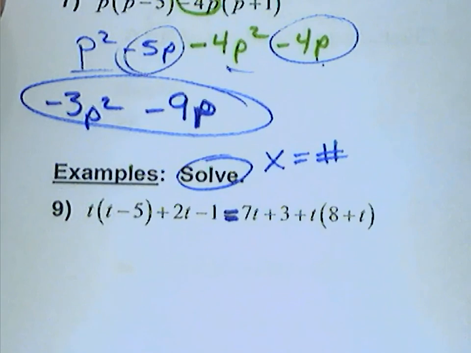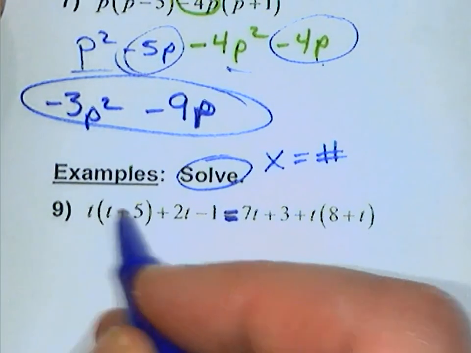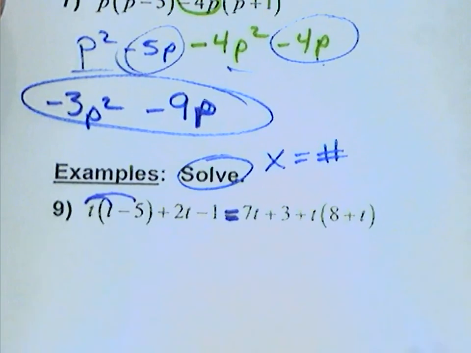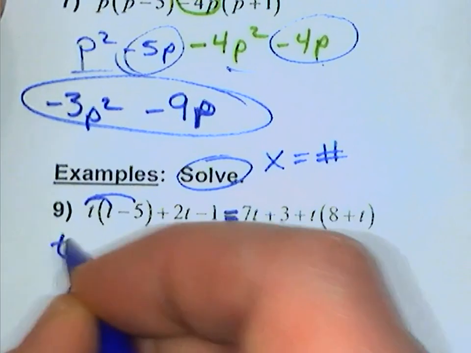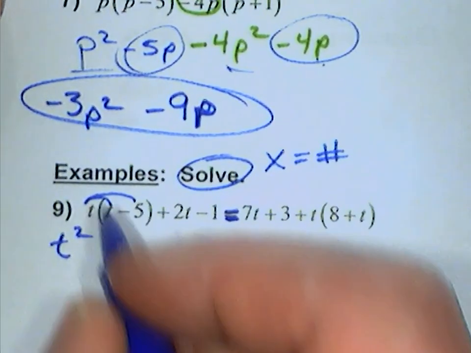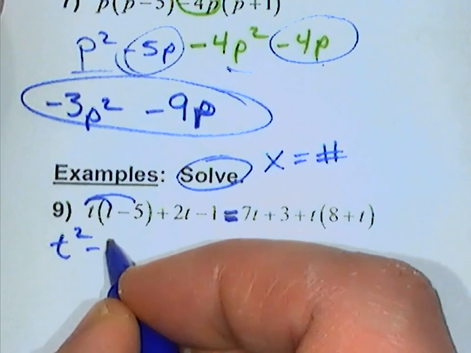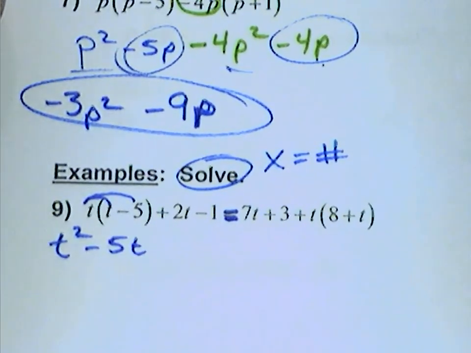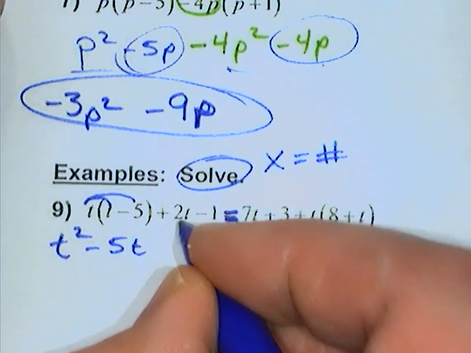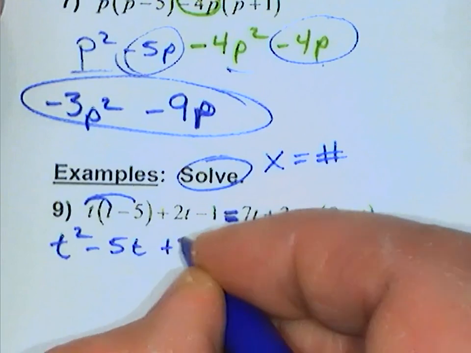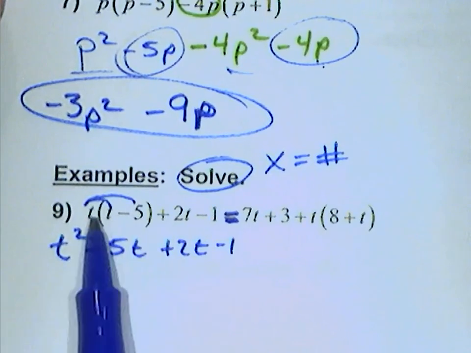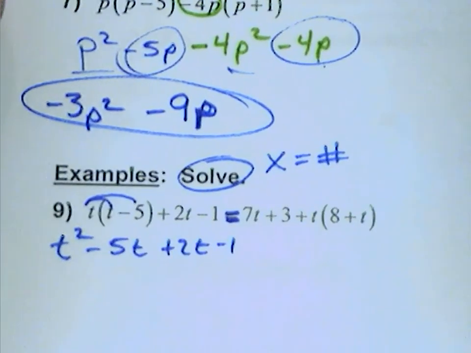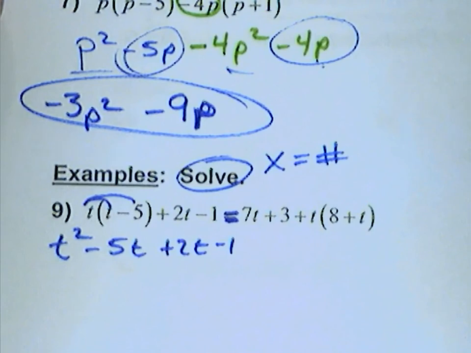Okay? All right, so here we go. I'm going to take t times t minus 5. I'm going to go ahead and distribute. We did something just like that before. T times t is t squared. T times negative 5 is negative 5t. So far, so good. Then I have this plus 2t minus 1 over here. So plus 2t minus 1. I don't distribute the t to everything, only to what's in the parentheses. Okay, does that make sense? Any questions so far?